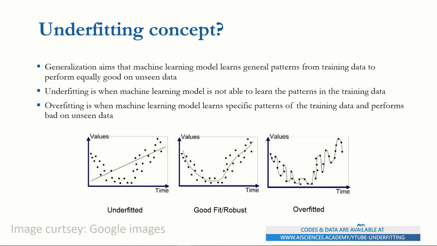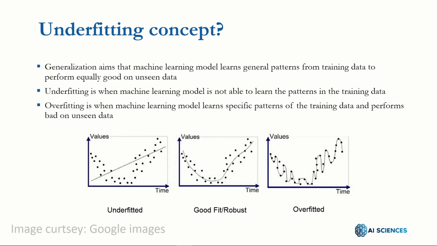First of all, let's understand the concept of overfitting. Before overfitting, we should know the ultimate goals of machine learning. Machine learning aims to generalize the problems. Generalized means that a machine learning model learns general parameters from training data to perform equally well on unseen data. We provide some data to a machine learning model, and the model learns the patterns hidden within the data, and when we give similar data to the trained model, it performs equally well on that.